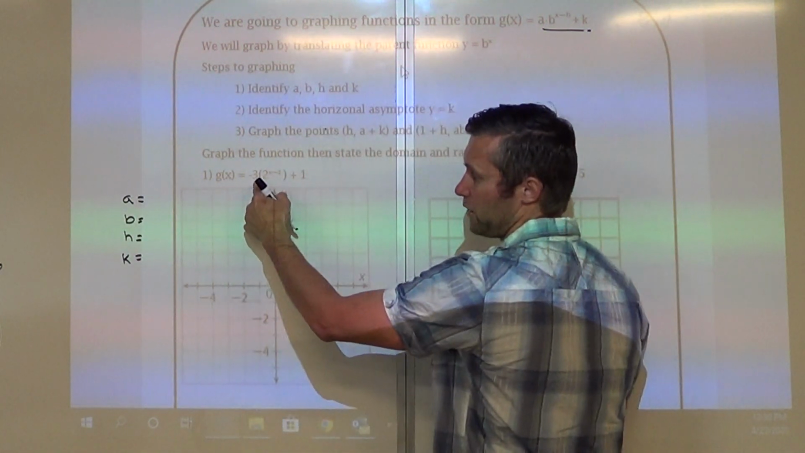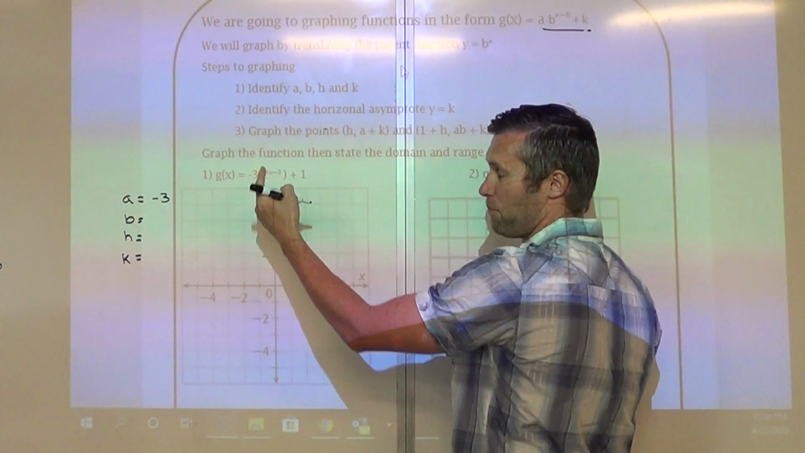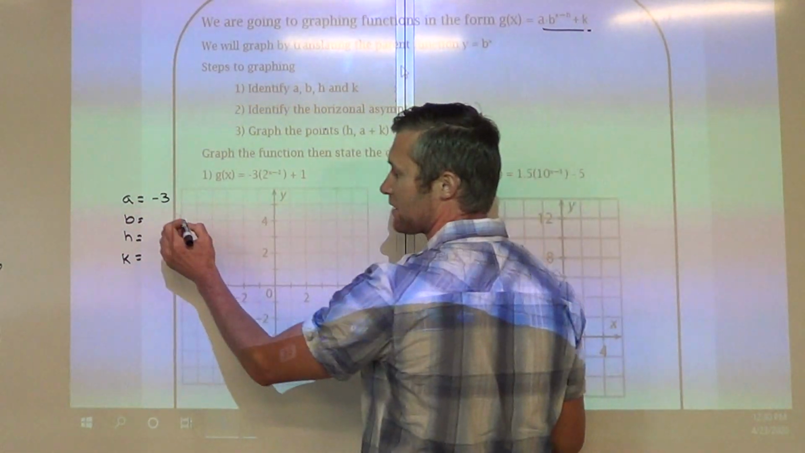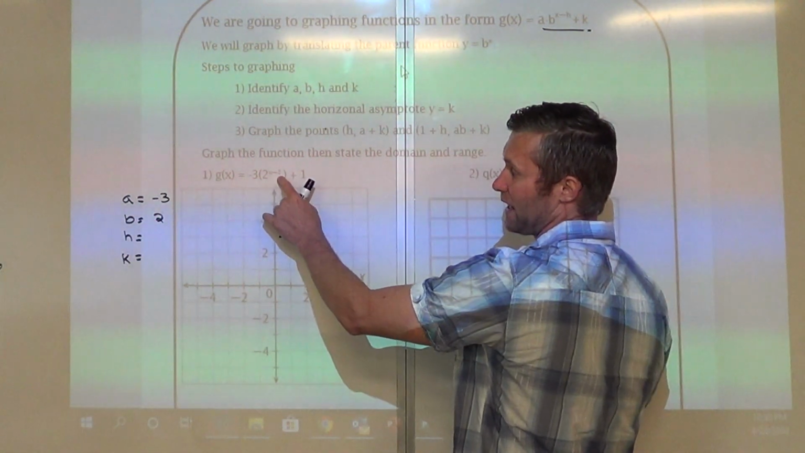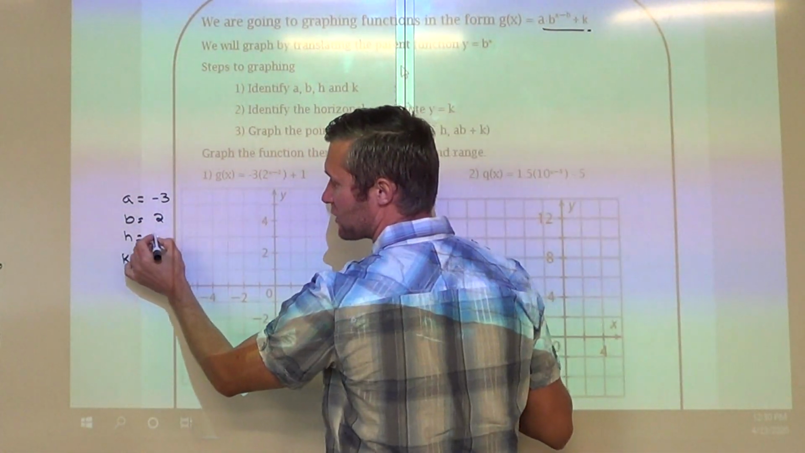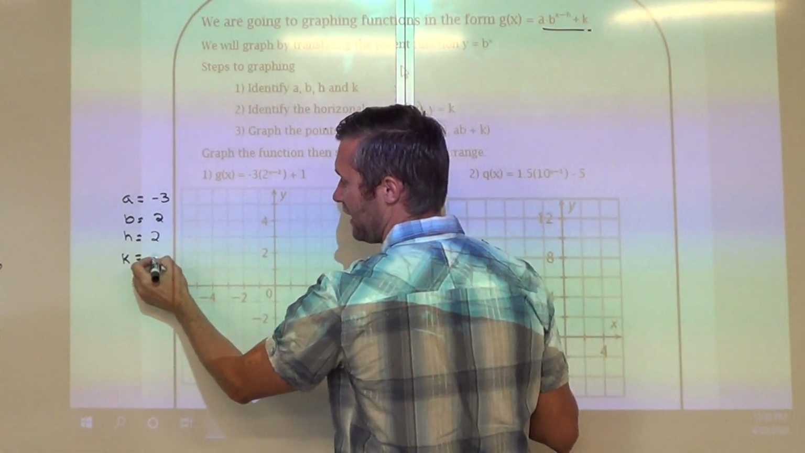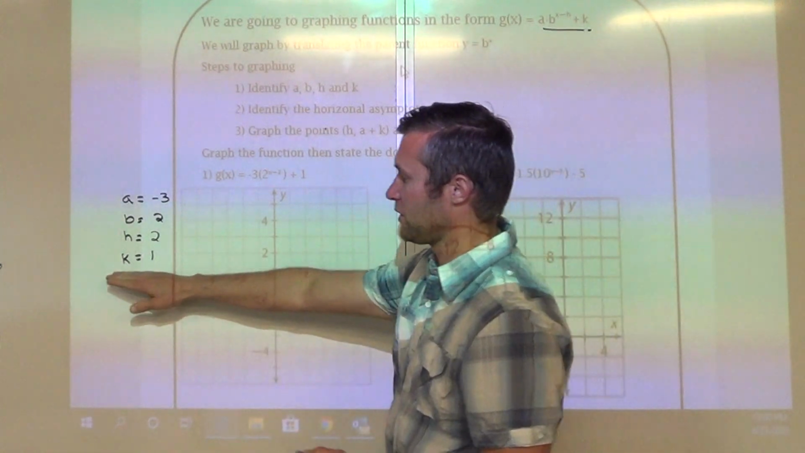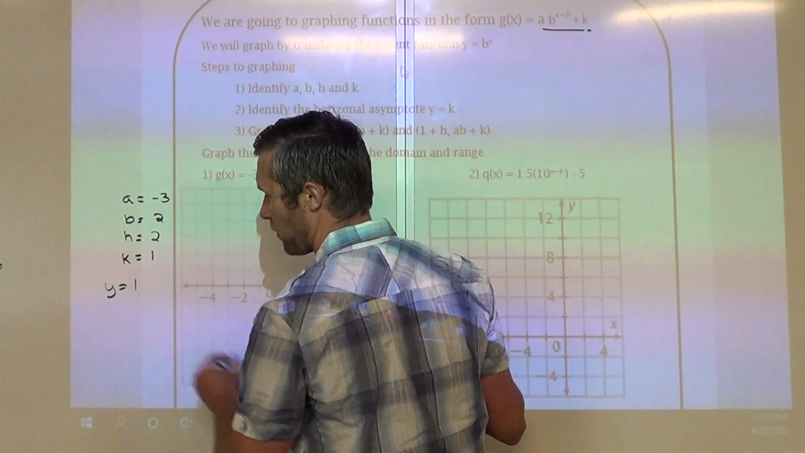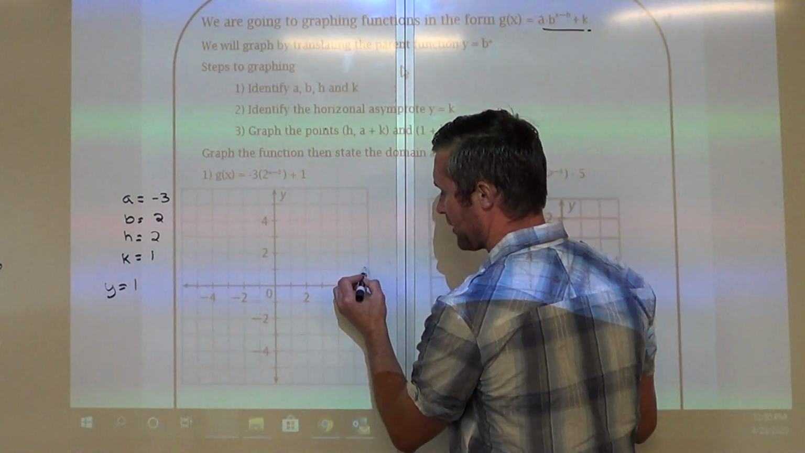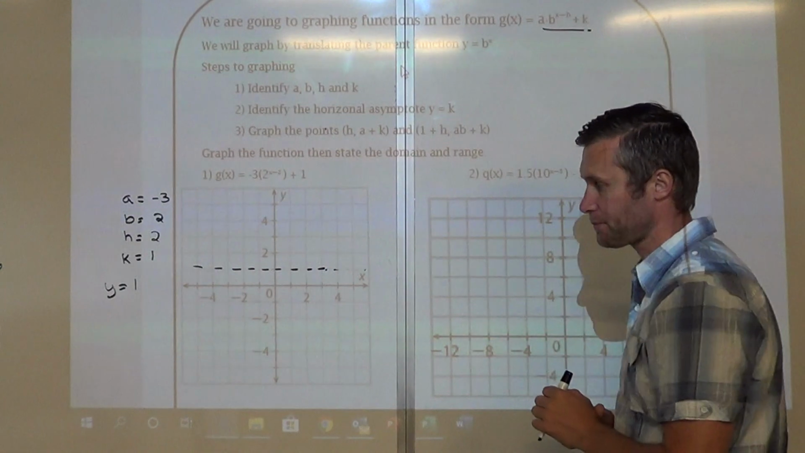So our first value in front of that parenthesis, that's our a value. Our b value is our base, what has the exponent attached to it. Our h value is what's in the exponent, so it's minus 2, so that's actually a positive 2. Just remember h is the opposite sign, and then k is 1. So the easiest thing to do right off the bat is my asymptote is my k value. So y equals 1. So I know I have a horizontal asymptote right there at 1.